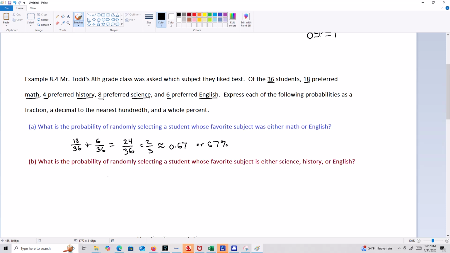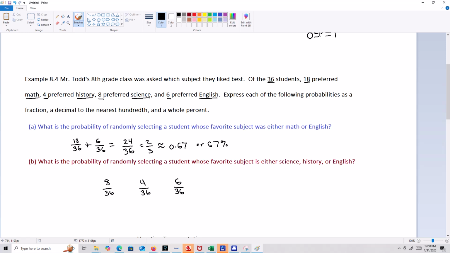Then you're asked, what is the probability of randomly selecting a student whose favorite subject is either science, history, or English? So the number of students that like science is 8 out of 36. The number of students that preferred history was 4 out of 36. And then finally, English was 6 out of 36.